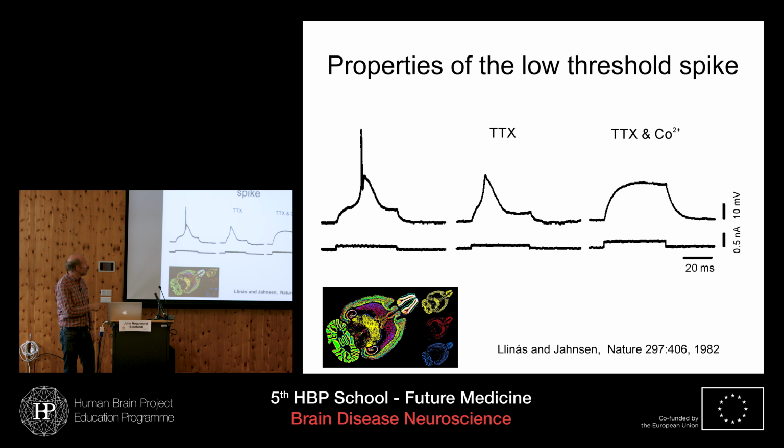And what this generator potential does is it takes the membrane potential high enough that it starts to produce action potentials. So it's a boosting mechanism that produces action potentials in these cells. And Llinás and Jahnsen showed that it was calcium dependent because it was blocked by this divalent antagonist cobalt. And it was not sodium dependent because it was not blocked by TTX, the sodium channel toxin.